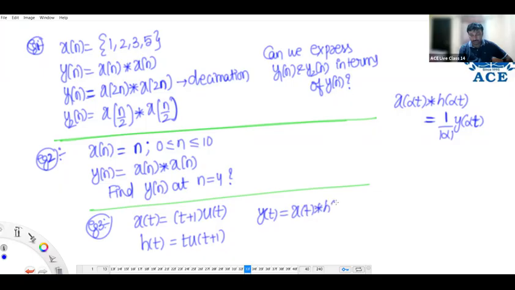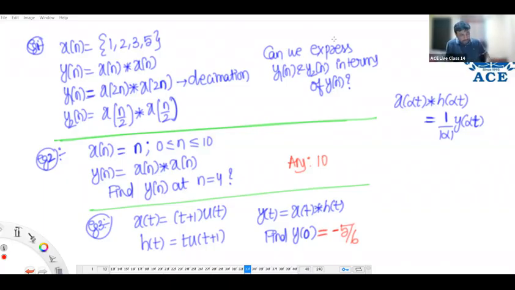I am giving you 3 examples. Make a try, and we will get the idea. The first example's answer is that y1 of n we cannot express in terms of y of n, but y2 of n we can express in terms of y of n, as an interpolated version of y of n, sir. For the second and third examples, I have already given you the answer.